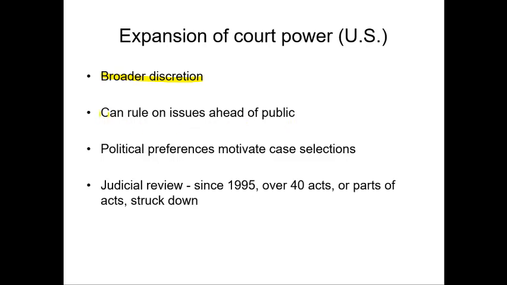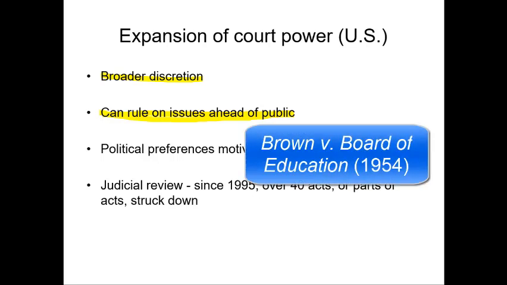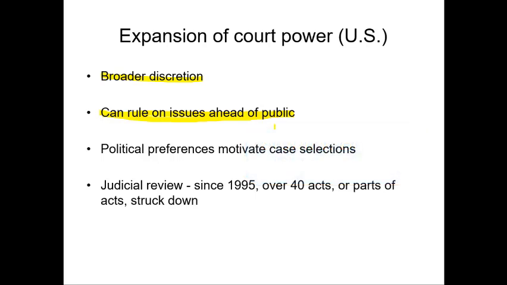and they can also rule on issues ahead of the public, or on issues that Congress does not want to touch because it may be a sensitive issue, such as desegregation, which is what they did in 1954 when they outlawed the 1896 act that made separate but equal the law of the land. They overruled that in 1954 with Brown versus Board of Education, and so that was well ahead of the public.